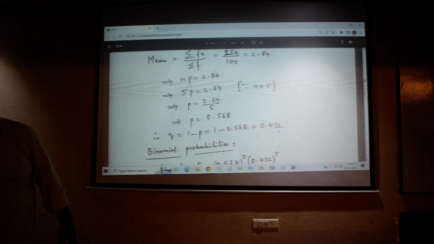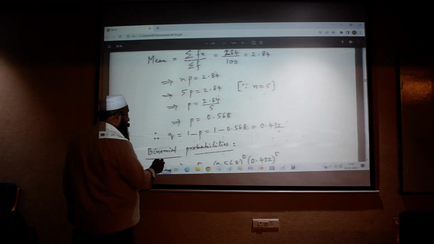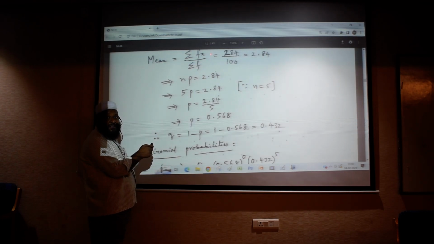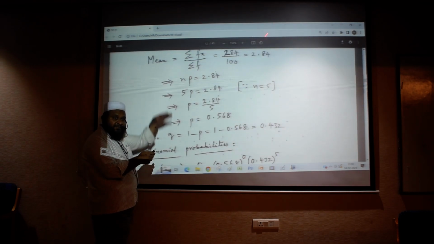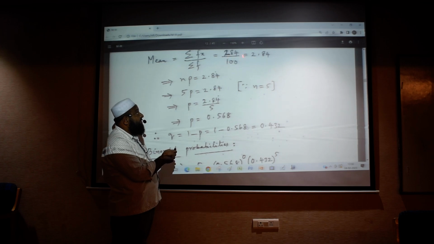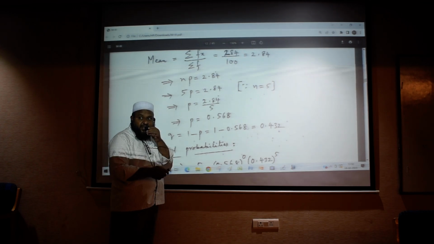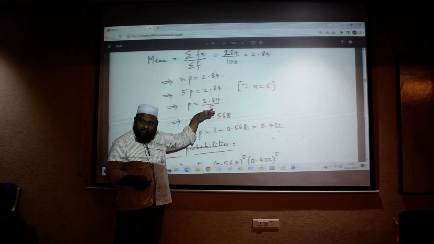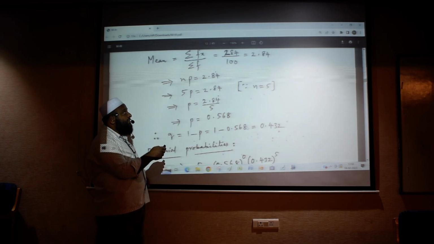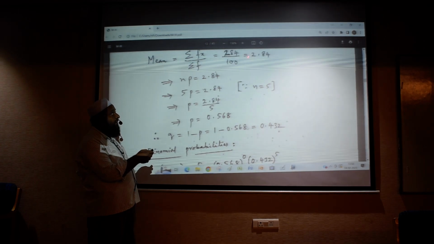Yes, sir. Mean is how much? Sigma fx by sigma f, all the complete frequency. The total was 100 here and sigma fx total is 284. Shall I go to the previous page and show you the totals again? No need. So it is 2.84.